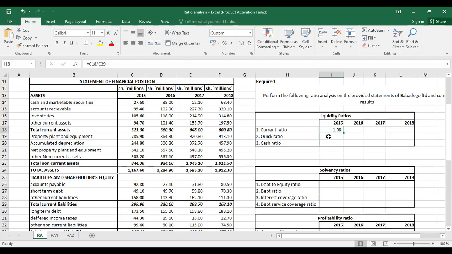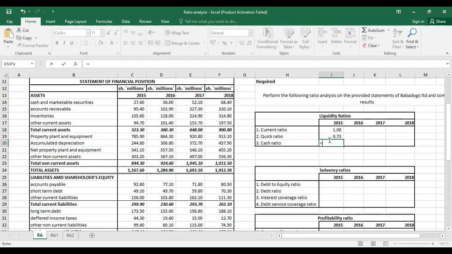So then I will go to the quick ratio, equals. The quick ratio is exclusive of inventory. So I open the bracket, take all the current assets minus the inventories, then close the bracket and divide by current liabilities. It's just a simple concept as that.